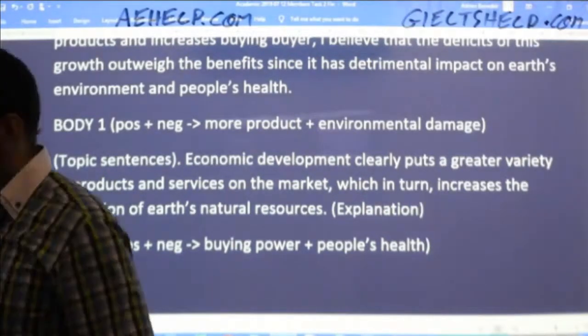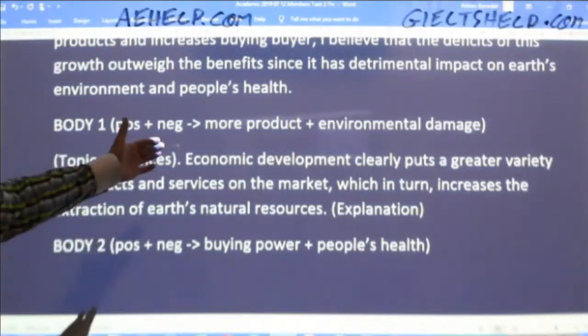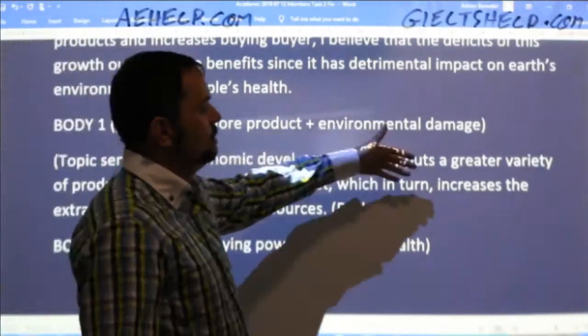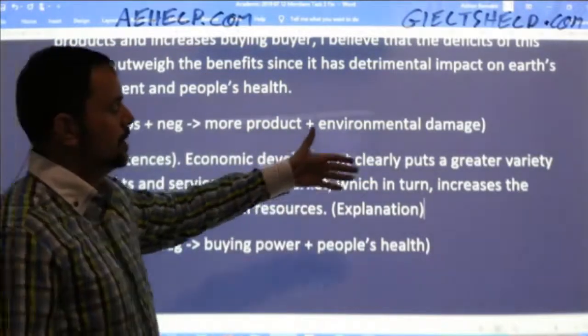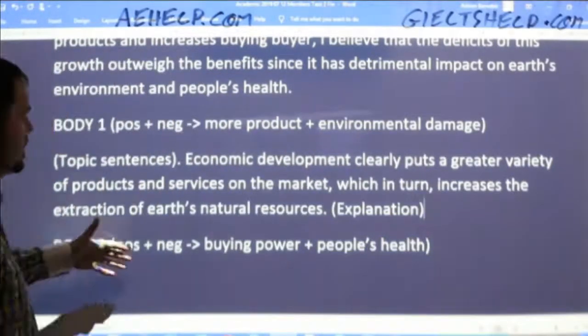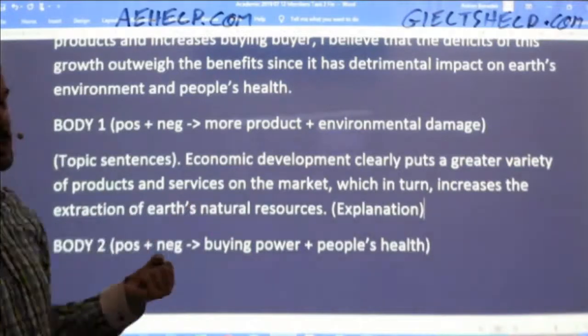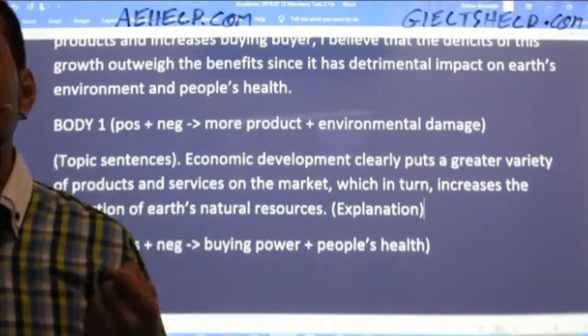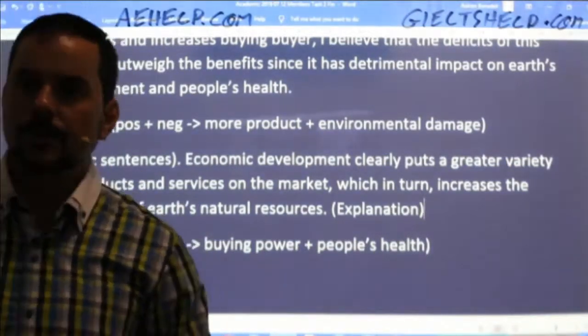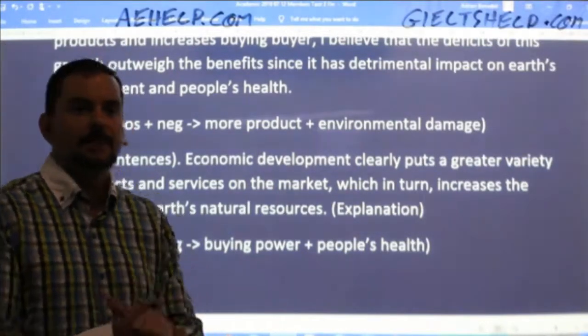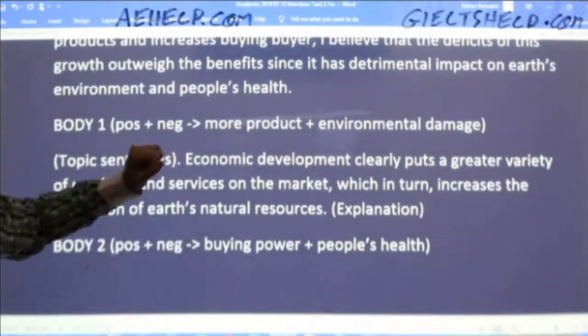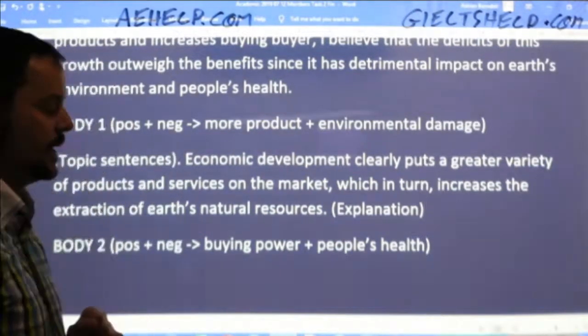Okay, so what do we mean? What do we mean economic development puts a greater variety of products and services on the market, which in turn increases extraction of Earth's natural resources? So what are we saying by that? Can you explain it? Okay, I see, Amarjeet, that you have an ending there. All right, so next point, okay.